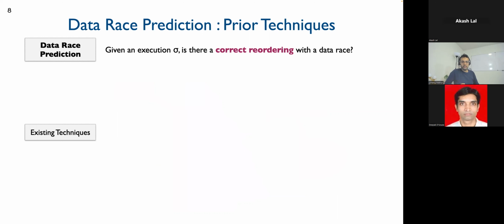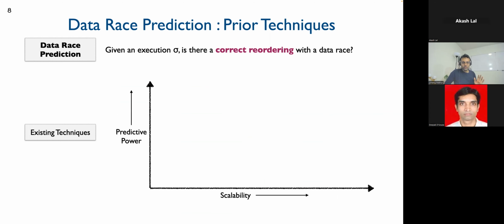Okay, so let's look at existing techniques. By existing techniques, I really want to say techniques prior to the kind of things that I'm going to talk about in this talk. The best way to visualize the space of existing techniques is using this 2D plot. On the x-axis, I have scalability, which basically measures if the techniques are able to handle large executions. And on the y-axis, I have predictive power, which is a measure of how often I'm able to report a race in some correct reordering.